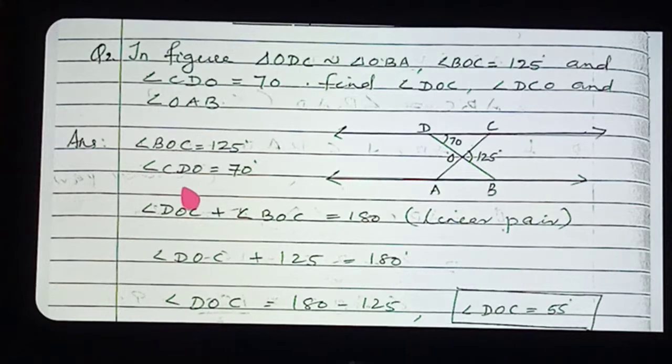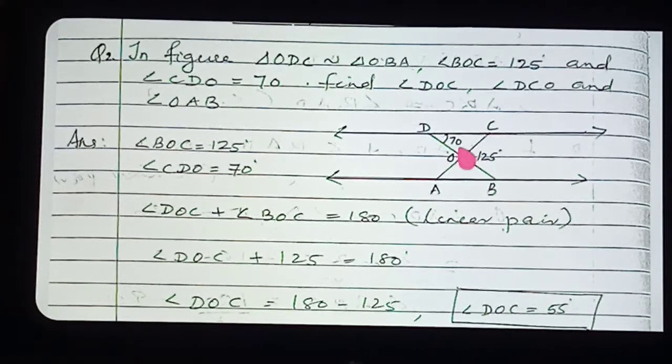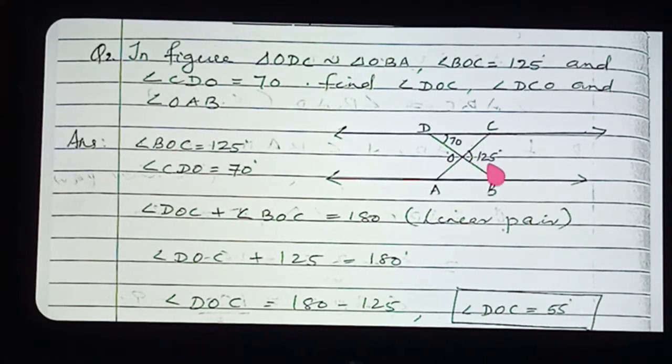125. CDO, how much is given? CDO, that means 70. Okay. So here you can see angle DOC, this angle which I am pointing, and this angle form a linear pair. Yes or no? These two form a linear pair. So this angle, how much is given? 125. Then what will be this angle? That is equal to what I already found out and given here.